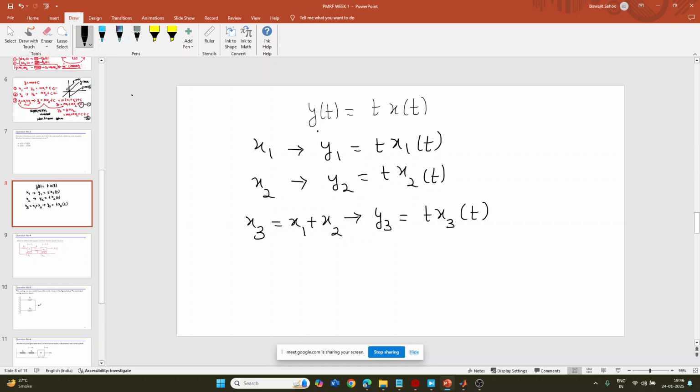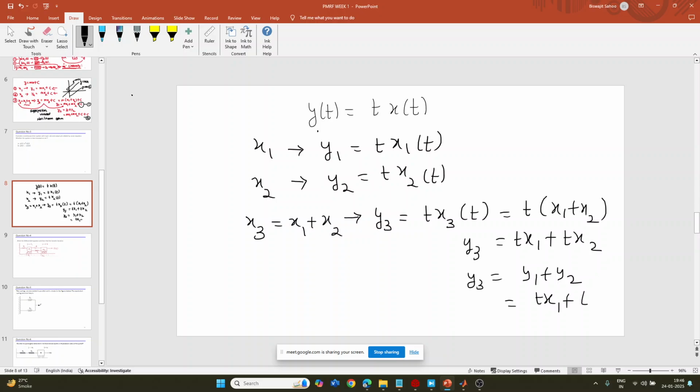But what is the value of x3? x3 is nothing but x1 plus x2. Now simplify it: t x1 plus t x2. This equation is y3. This y3 has to be the addition of y1 plus y2, what is y1? t x1 plus t x2. Now you can see the principle of superposition is validated.